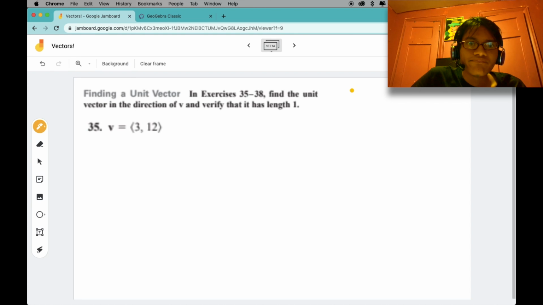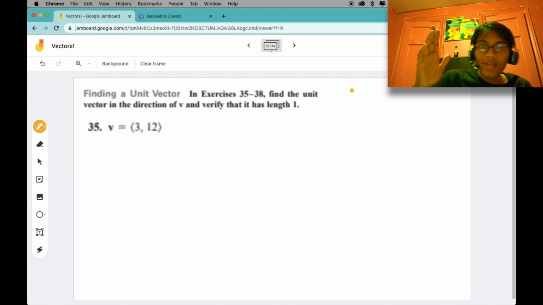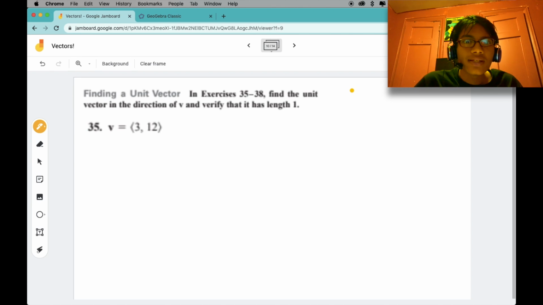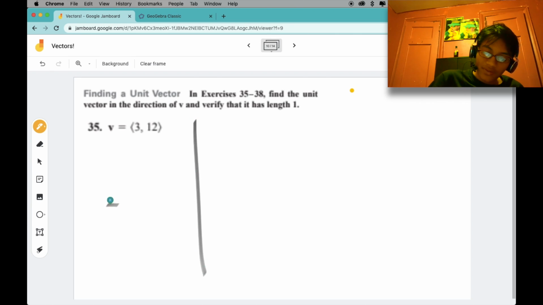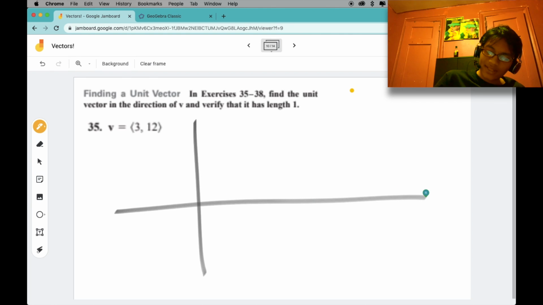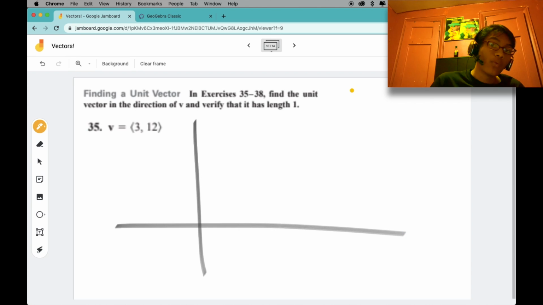Find the unit vector in the direction of v and verify that it has a length of 1. Well, the unit vector is just what it sounds like. It's a vector, an arrow, that has a size of 1. So let's go ahead and draw our x and y axes. That's what we should always try to do whenever we're dealing with arrows or vectors. They're the same thing. If you're picky about it, you might say vectors, but vectors and arrows are really the same thing. So to make matters really simple, call them arrows. That's what I do. Okay, so we've got our vector 3, 12.